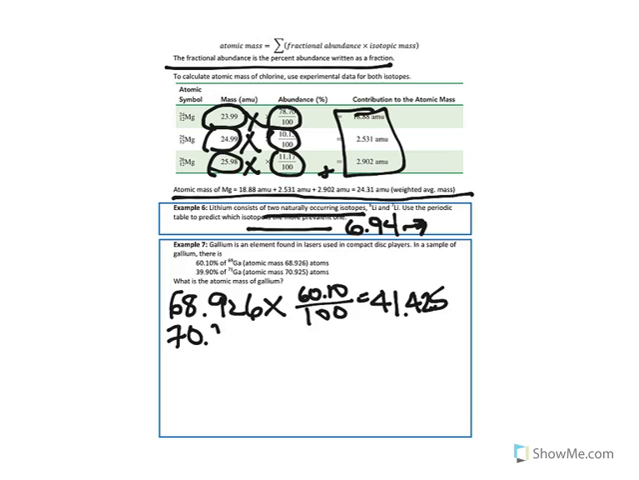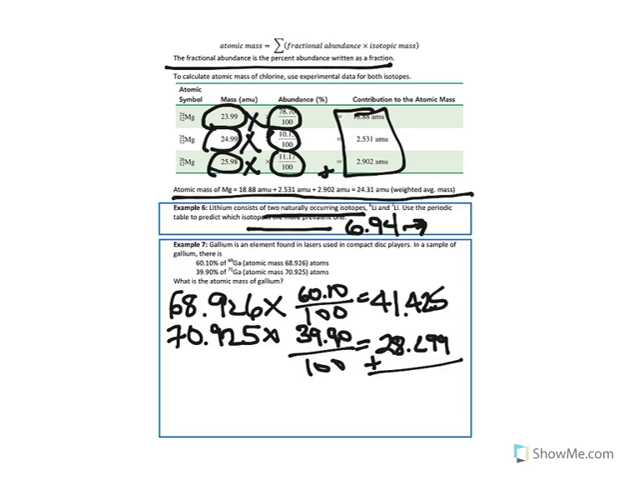The second piece, gallium-71, has a mass of 70.925 atomic mass units times the fractional abundance, which is the percent abundance over 100. Right? Again, if we put this in our calculator, 70.925 times parentheses 39.90 divided by 100, end parentheses, the second piece is 28.299. Now, if we add these two things together, 41.425 and 28.299, we get an average atomic mass of 69.724.